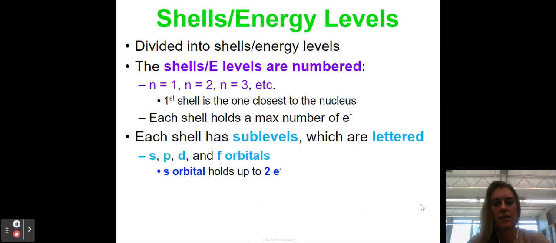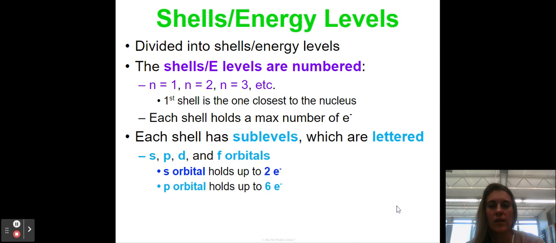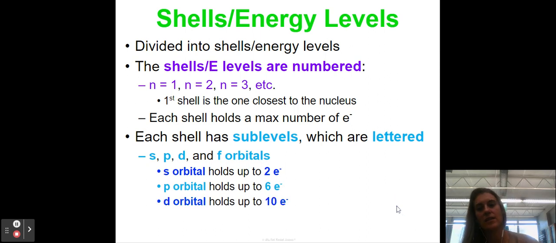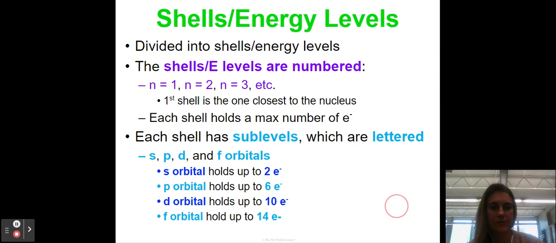And by the way, the S, P, D, and F also refers to the shape of orbitals. An easy way to remember is S is a sphere, P is a peanut, D is a donut, and F is a flower. So they can get quite complex as they go from S to F. An S orbital only holds up to 2 electrons, P is going to hold up to 6, D is going to be 10, and F is going to be 14.